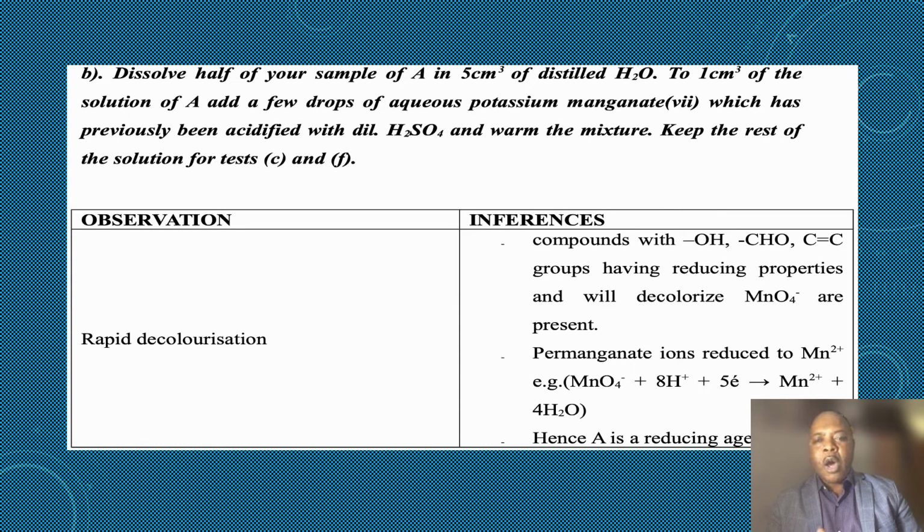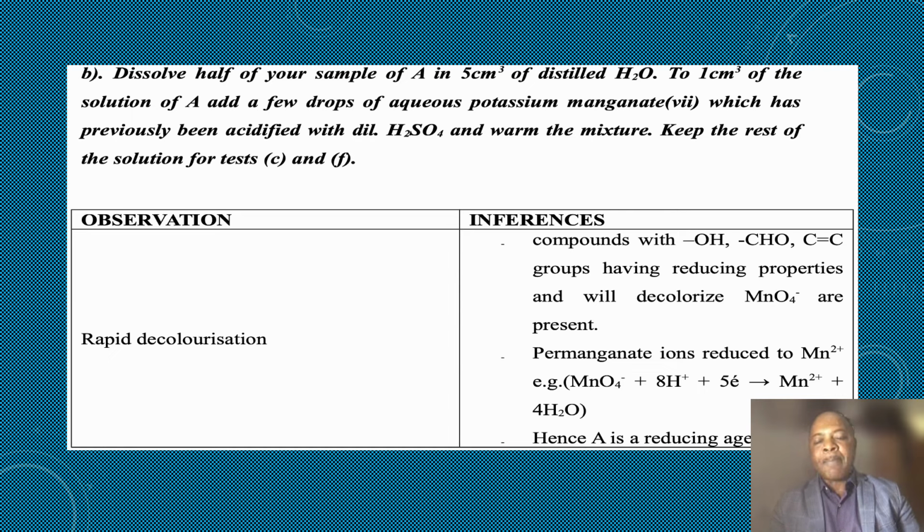So in my inference booklet, compounds that can possibly do this contain the OH group, the aldehyde group, and we also have the alkene group. These are groups having reducing properties, and they will decolorize this one. So these are the only groups of compounds that can decolorize the purple color of the aqueous potassium manganate.